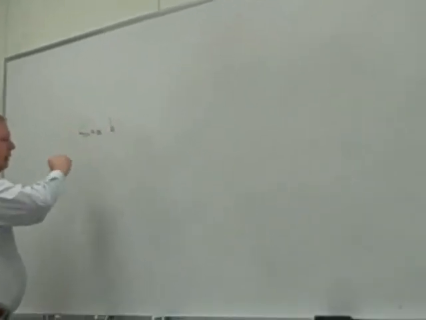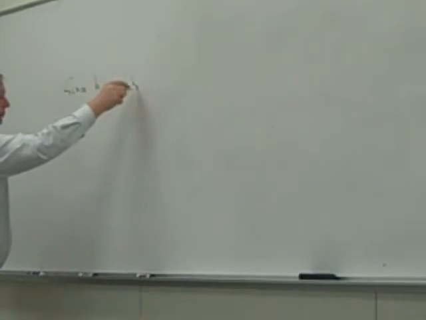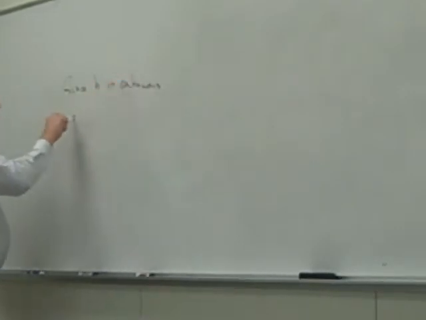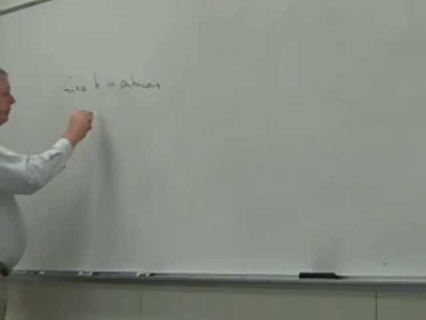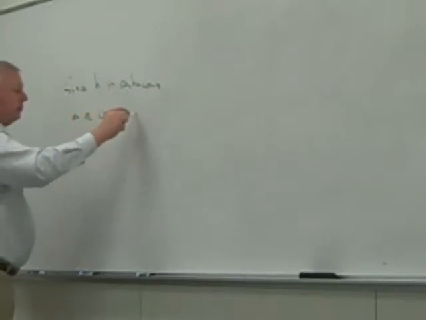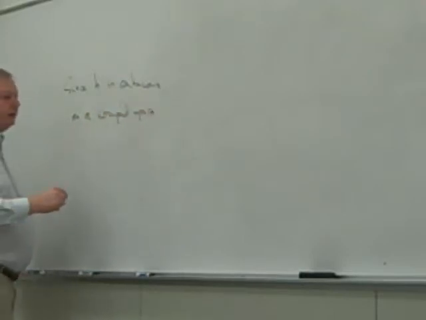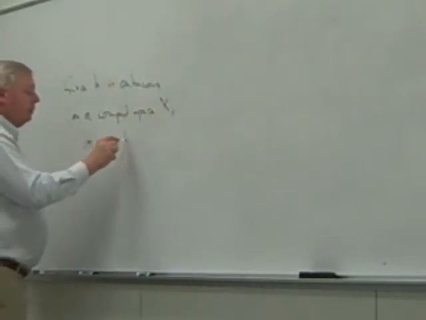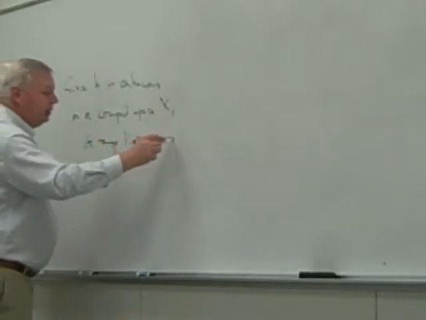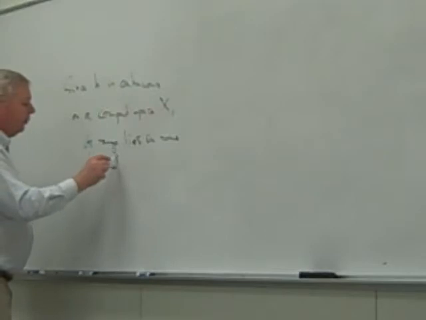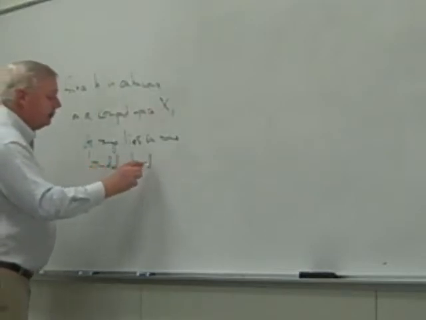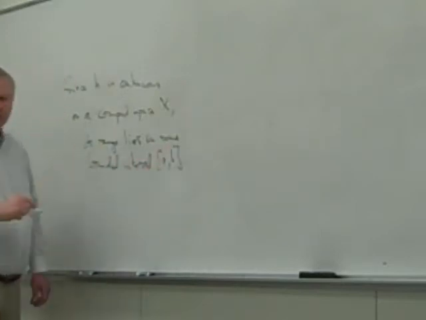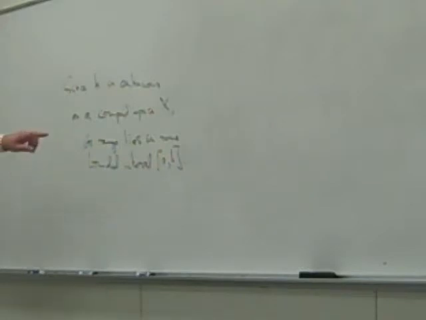Now, since h is continuous on a compact space X, its range lies in some bounded interval A to B. So what we're going to do is we're going to use the Weierstrass theorem on this interval.